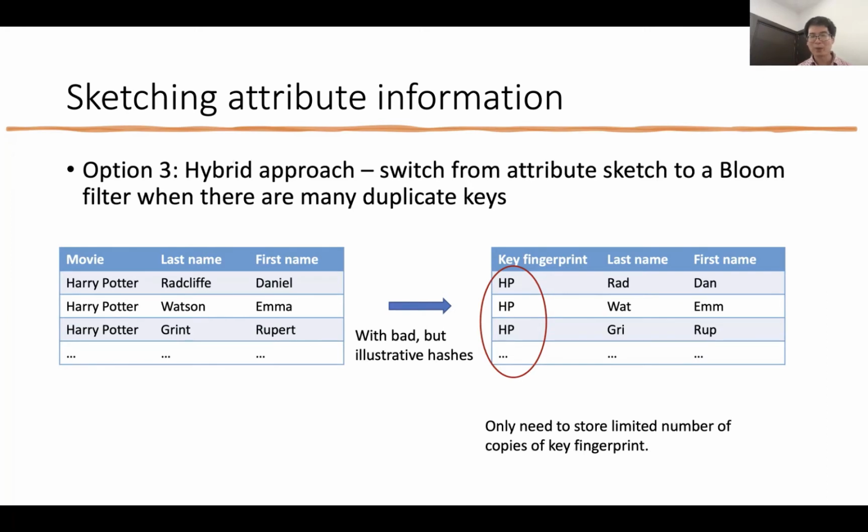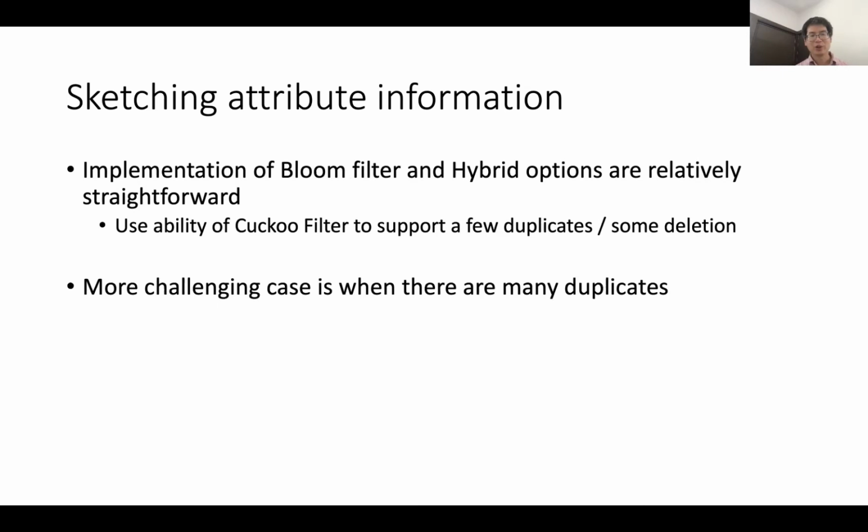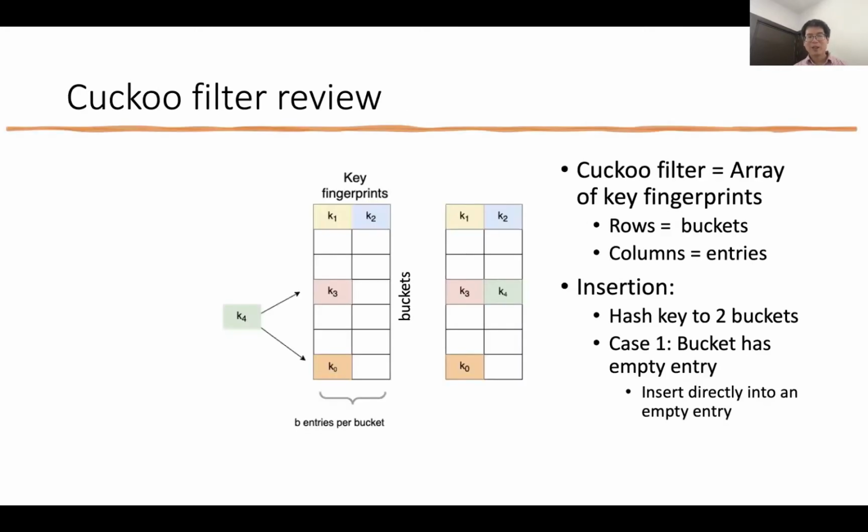A third option is to take a hybrid approach. We can switch from this sketch of each attribute to a Bloom filter when we encounter too many duplicate keys. And in doing so, we can keep using just a typical Cuckoo filter, which can support a few duplicates, but not too many. So if we were to implement a Bloom filter or this hybrid option, they're relatively straightforward. You just use whatever capabilities the Cuckoo filter can support. And since it can support a few duplicates and some deletion, then these are both okay options. The more challenging case is when there are many duplicates. So before we get into how that's done, let's first briefly review Cuckoo filters.